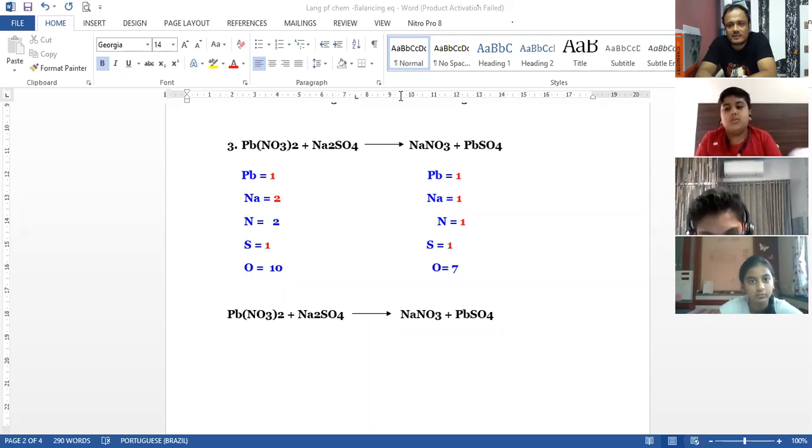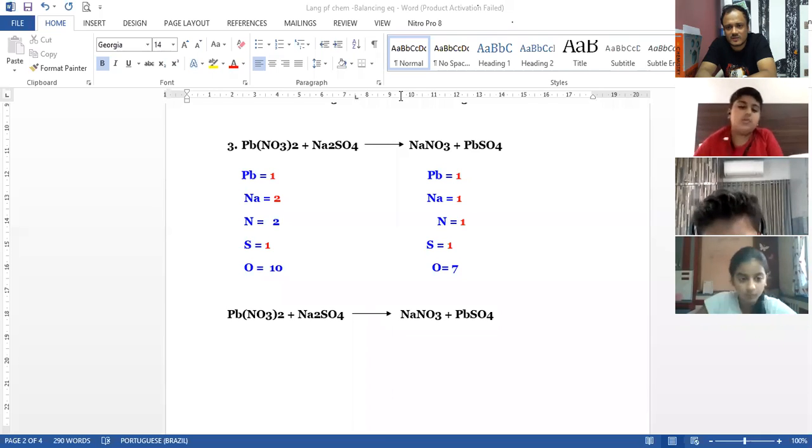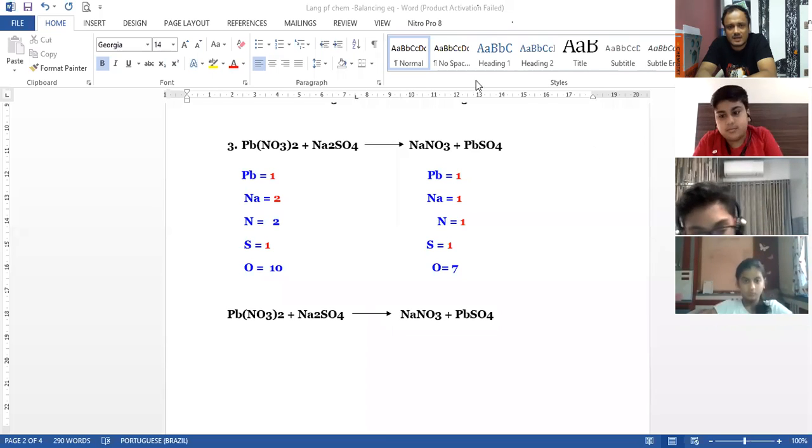Yes, Arya Gupta, what happened? Is it compulsory that Pb is equal to 1, Na is equal to 2, or can we not directly write it? It is not compulsory. It is for those who are doing it for the first time, or those who have problems doing it directly on the equation. It is not compulsory. The best way to do it is write the numbers just in front of the formula and start balancing.